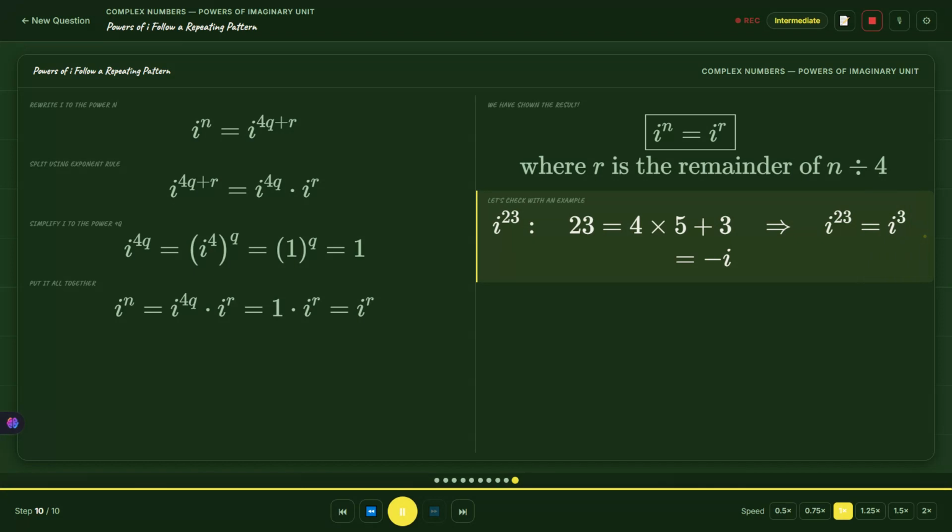Let's try a quick example to see this working. Take i to the power 23. We split 23 by 4 and get 5 with a leftover of 3. So i to the power 23 is the same as i to the power 3, which is negative i. Easy.